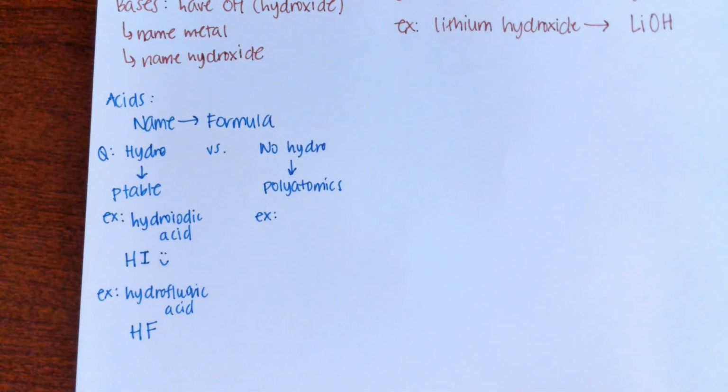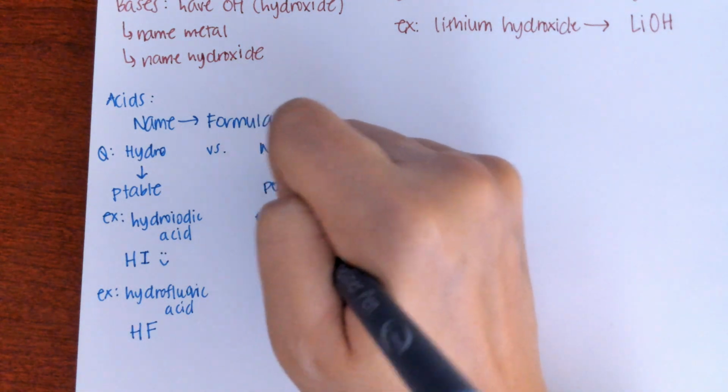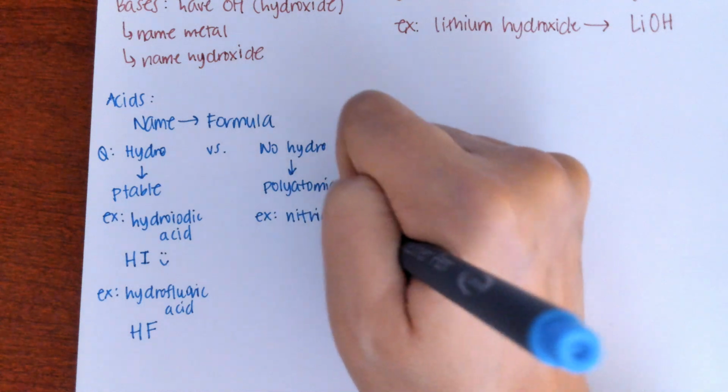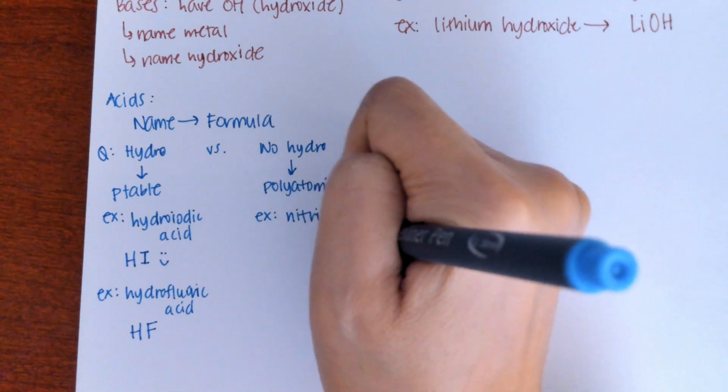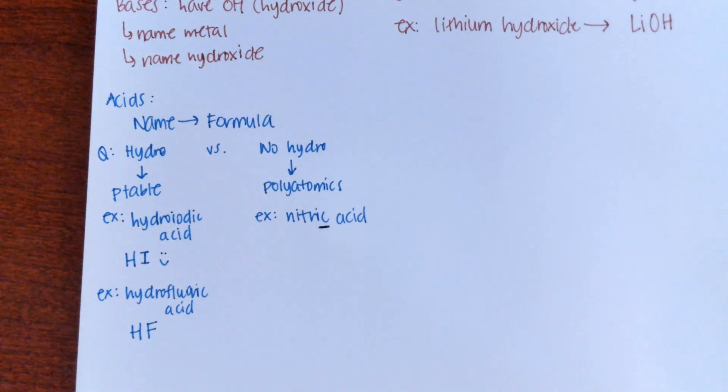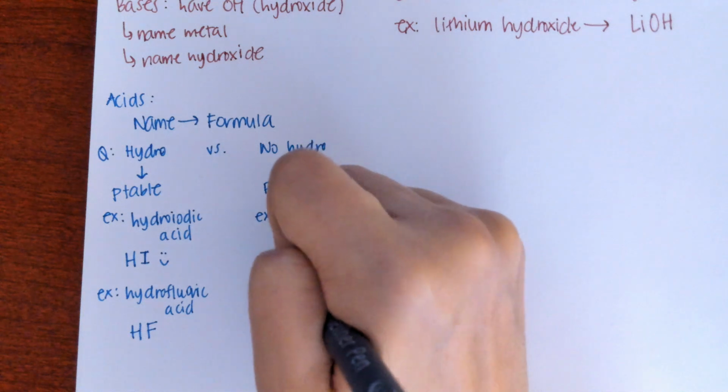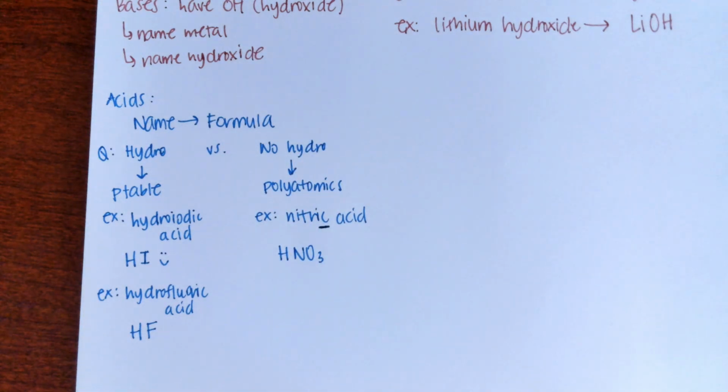This is where it's a little tricky. There's no hydro, so let's say the name you get is nitric acid. The first thing you look at is the ending here. Ic comes from ate. So instead of nitric, what's nitrate? So you put HNO3. Double check charges. H is +1. NO3 is what? -1. So they cancel out.